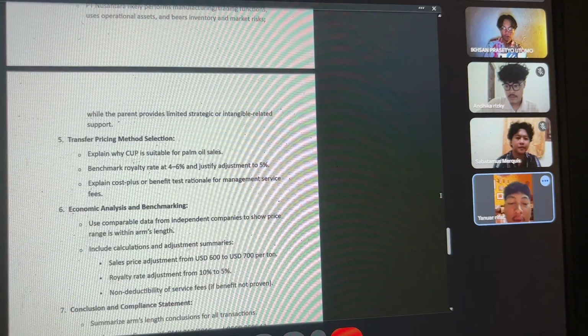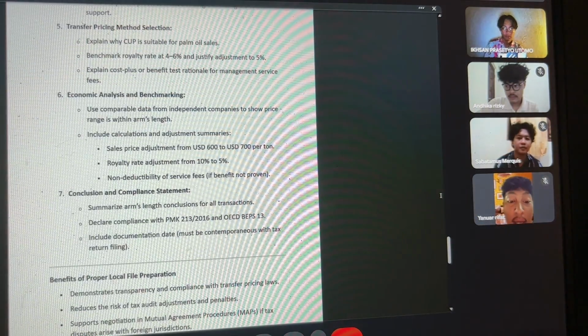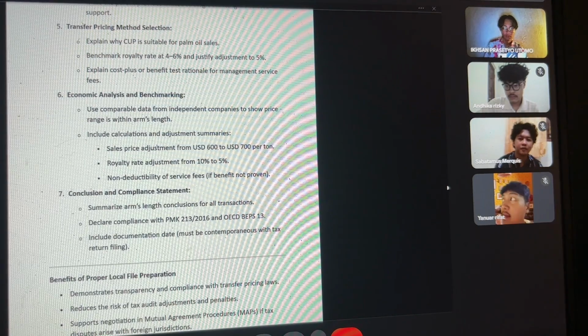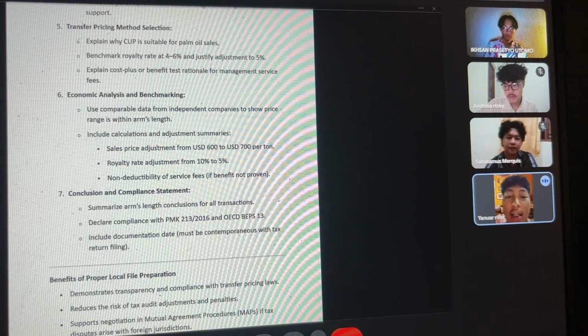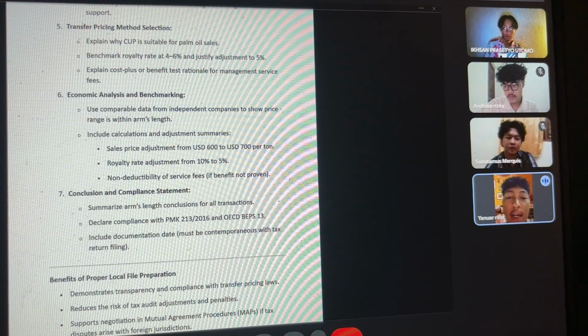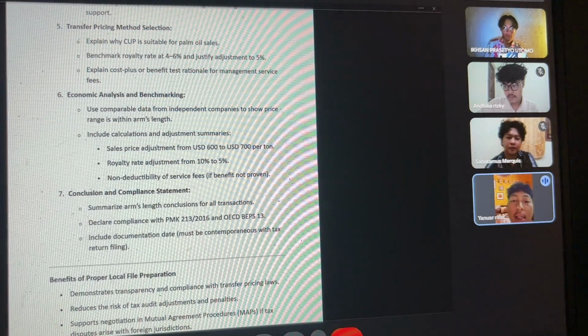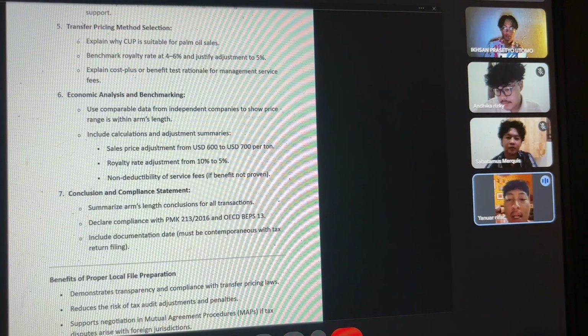And number 5, transfer pricing method selection. Point 1, explain why CUP is suitable for palm oil sales. And point 2, benchmark royalty rate 4 until 6% and justify adjustment to 5%. And point 3, explain cost plus or benefit test rationale for the management service fee.